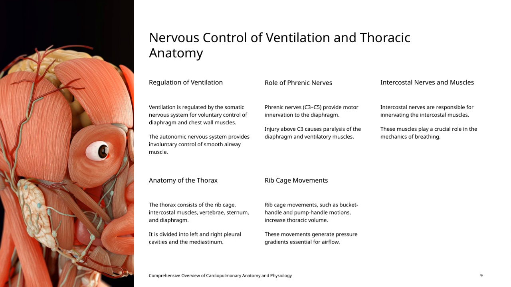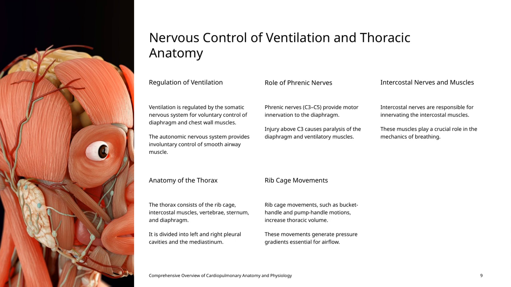The somatic nervous system allows us to consciously control the diaphragm and chest wall muscles, especially during activities like talking or deep breathing. Meanwhile, the autonomic nervous system manages involuntary control over smooth airway muscles, ensuring continuous, automatic regulation of our breathing without conscious effort.